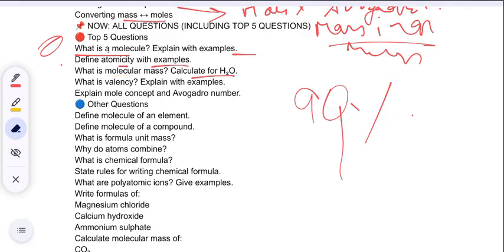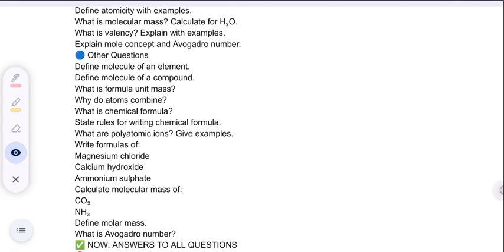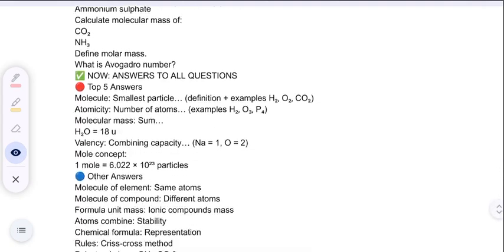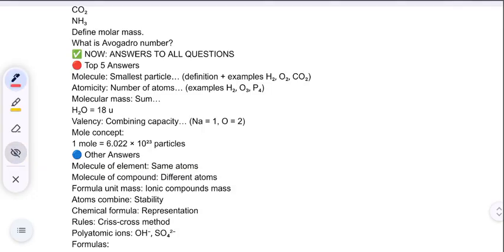What is valency? Explain with examples. Give mole concept and Avogadro number. Explain. Now some other practice questions are there, for which you can take the screenshot for practice. Now the answers to all those top 5 questions.